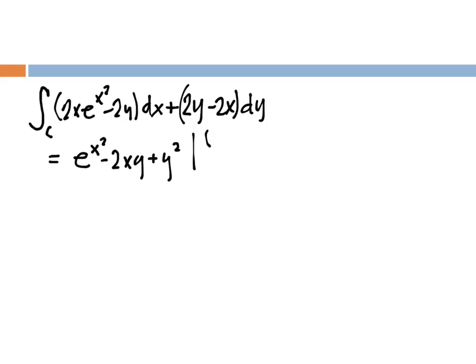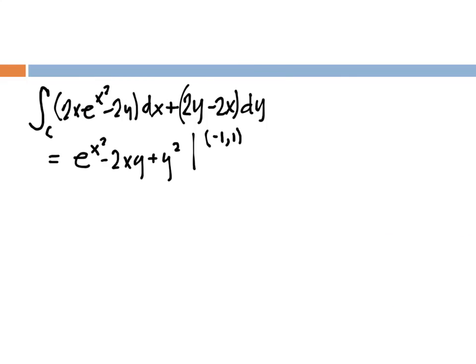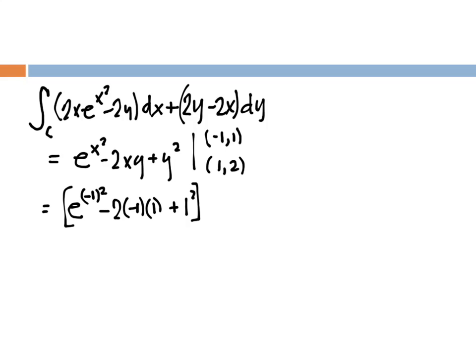And I'm evaluating at my two endpoints. And they actually tell you that c runs from the point 1, 2 to the point negative 1, 1. So negative 1, 1 is actually where I end, and 1, 2 is where I begin. So we're going to evaluate this at these particular values. So this is e to the negative 1 squared minus 2 times negative 1 times positive 1 plus 1 squared, minus e to the 1 squared minus 2 times 1 times 2 plus 2 squared.